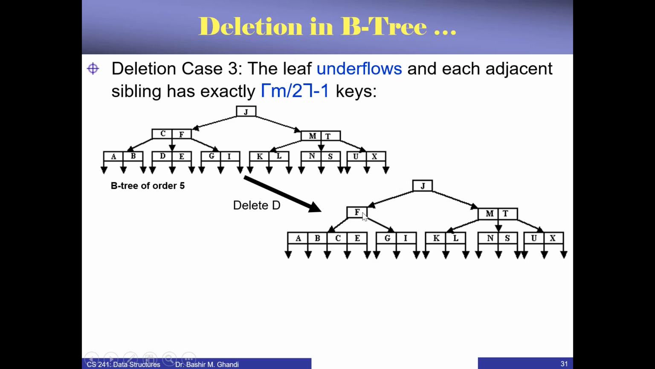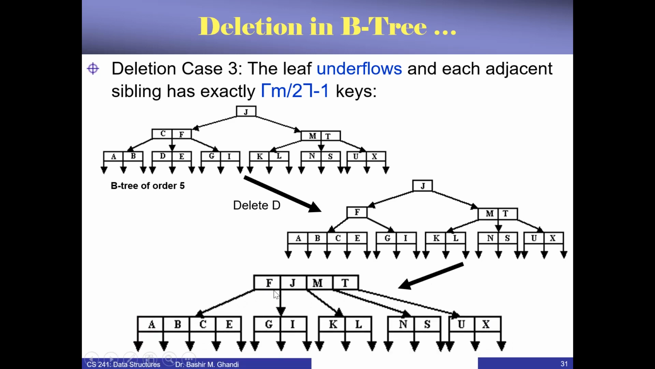Okay? So at this point, what you should attempt to do is to see the sibling of this F, does it have more than the minimum? Unfortunately, no. It has only the minimum 2 keys. So again, you have to merge. This time you merge the node that has underflown with its right sibling, along with their common parent. And therefore, the height of the tree is going to reduce, and you will have this situation.